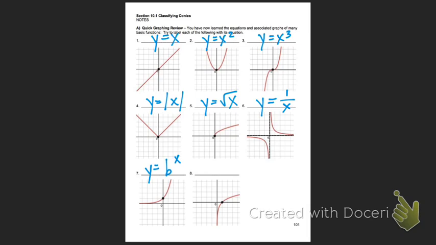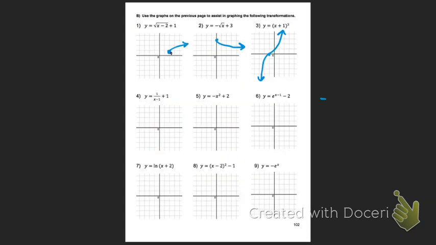Does anyone still not understand? Can I do e? It's not always going to be e. It could be any number. It could be 2, could be 4. So that's why I use b. And then number 8 is y equals log base b of x. Perfect.